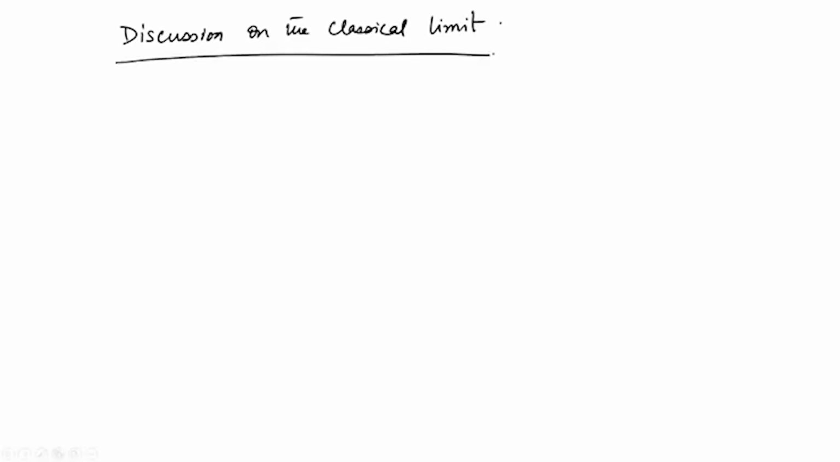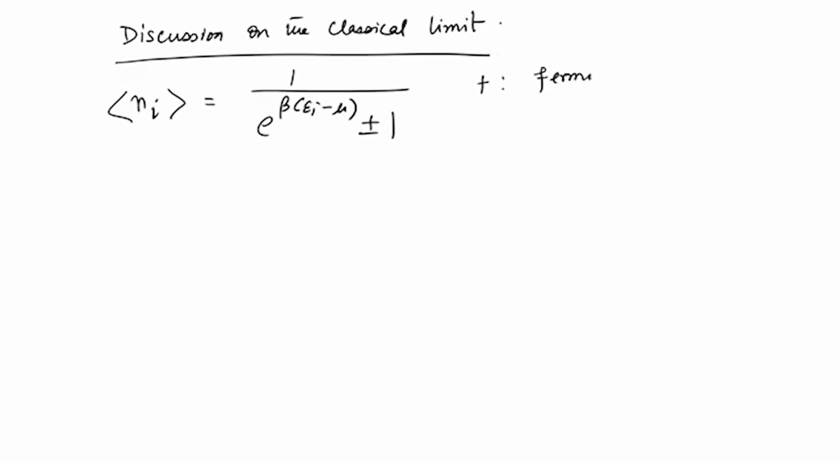And what is the classical limit? So, we write it down once again for the quantum distribution. Now, we do not need to write down the Maxwell-Boltzmann, we will write only Bose-Einstein and Fermi-Dirac, which is 1 over e to the power beta epsilon_i minus mu, plus or minus 1. We know the plus sign is for fermions and the minus is for bosons. So, this is the distribution, the average number of particles.